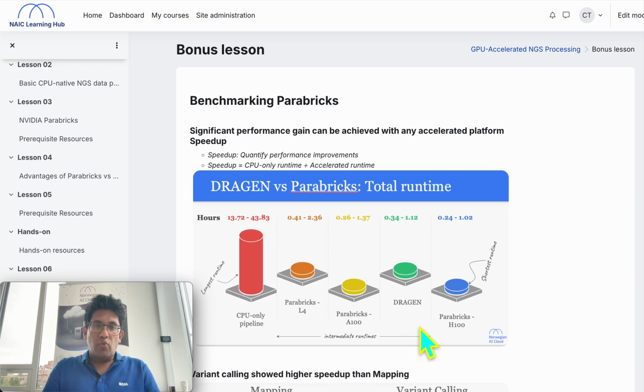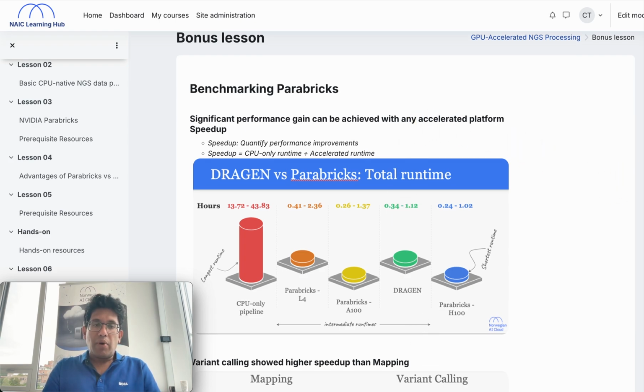In this course, we mainly discussed Parabricks as an accelerated NGS processing solution. However, Parabricks is not the only player in town. Another widely popular accelerated solution is called Dragon, which is offered by Illumina Technologies. Dragon uses a different hardware platform for acceleration. It is called Field Programmable Gate Arrays.